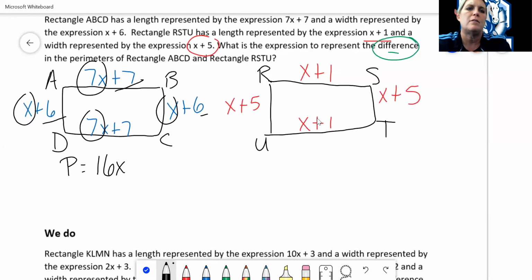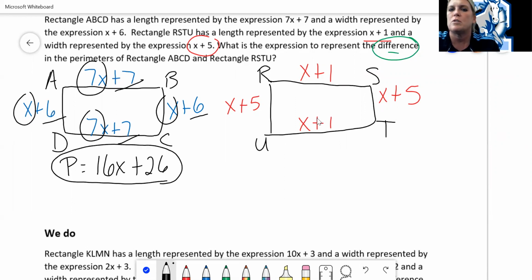6 plus 7 plus 6 plus 7. What is that? 13 and 13. I bet it is 26. Yep, sure is. Plus 26. So there's the perimeter of the first one. We're still not done though. Now we have to find the perimeter of the second.